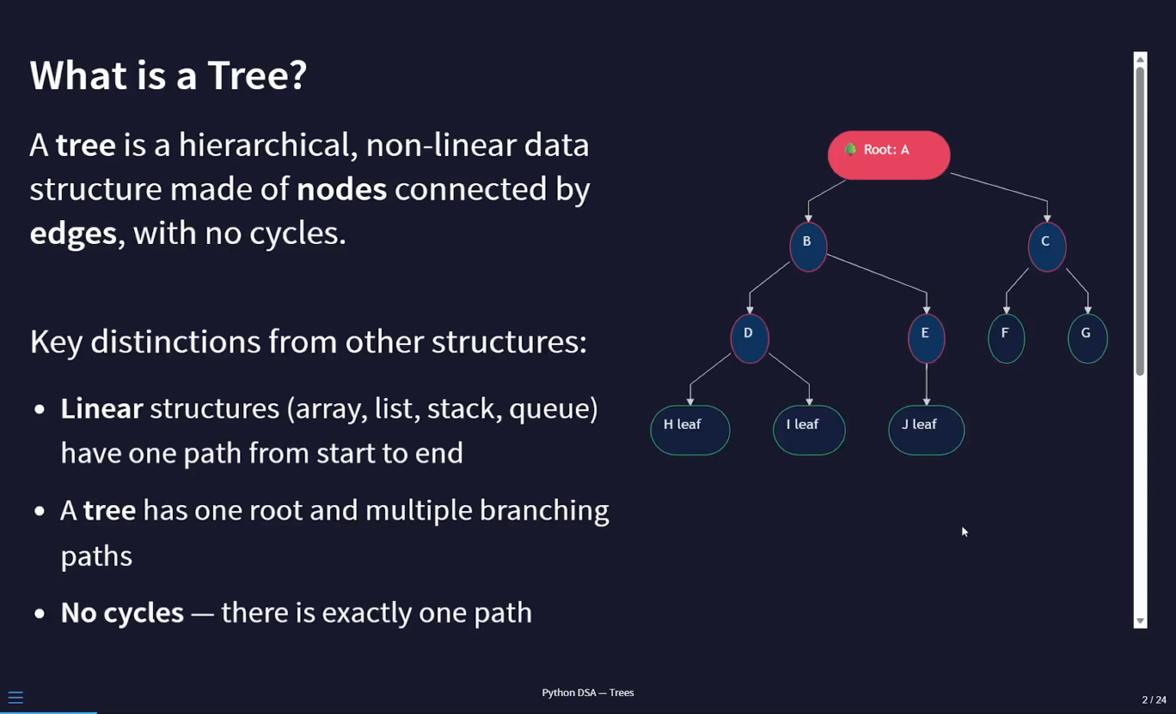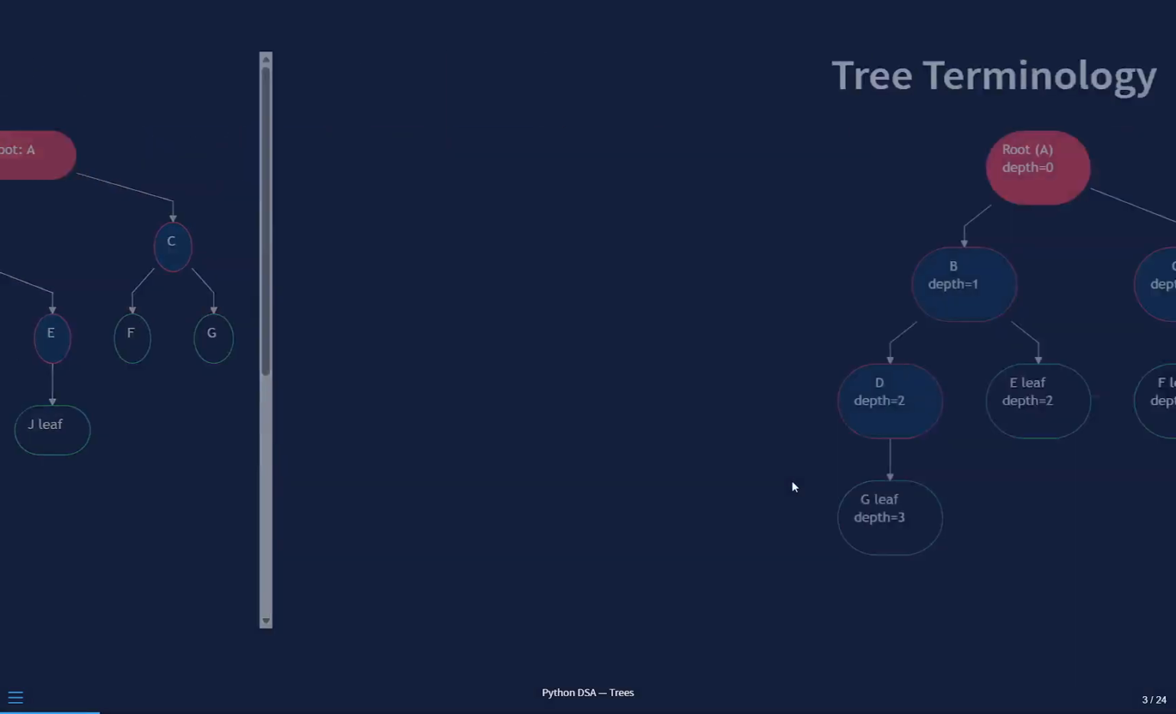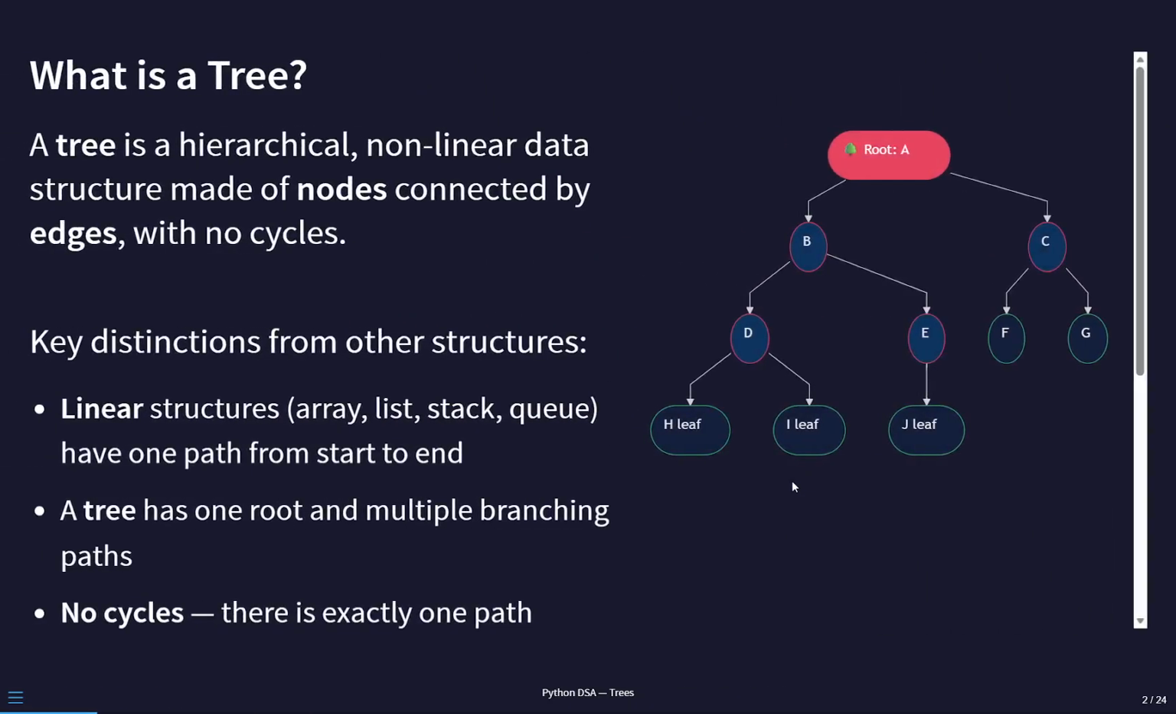The diagram makes the structure concrete. Node A is the root. It has no parent, it's at the top. From A the tree branches to B and C. B branches further to D and E. D has children H and I. The green bordered nodes, H, I, J, F, G, are leaves. They have no children. Every node except the root has exactly one parent.